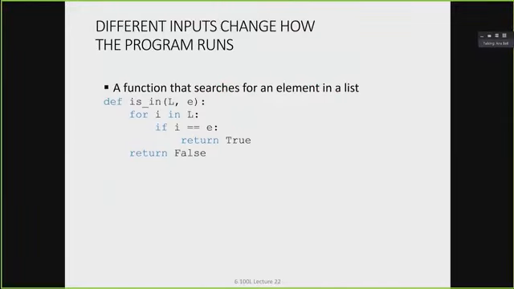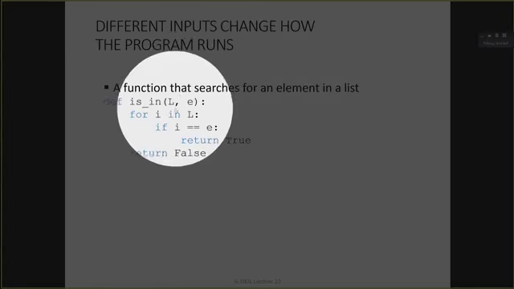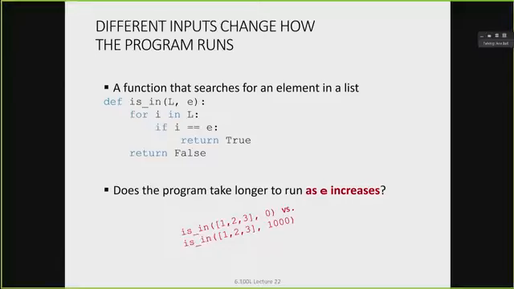So here's an example. This is our is-in function. It looks for an element e in list L, right? So there are 2 parameters to this one. We can ask, does the program take longer to run as e increases? It's one of the parameters. Let's see what happens as we make e bigger. So we can look at a little example. If we find out whether 0 is in this list containing 1, 2, 3, or whether 1,000 is in the list 1, 2, 3, does the program take longer to run? No, exactly. So e is not really relevant in my runtime calculation here. All right, well, let's consider L now.